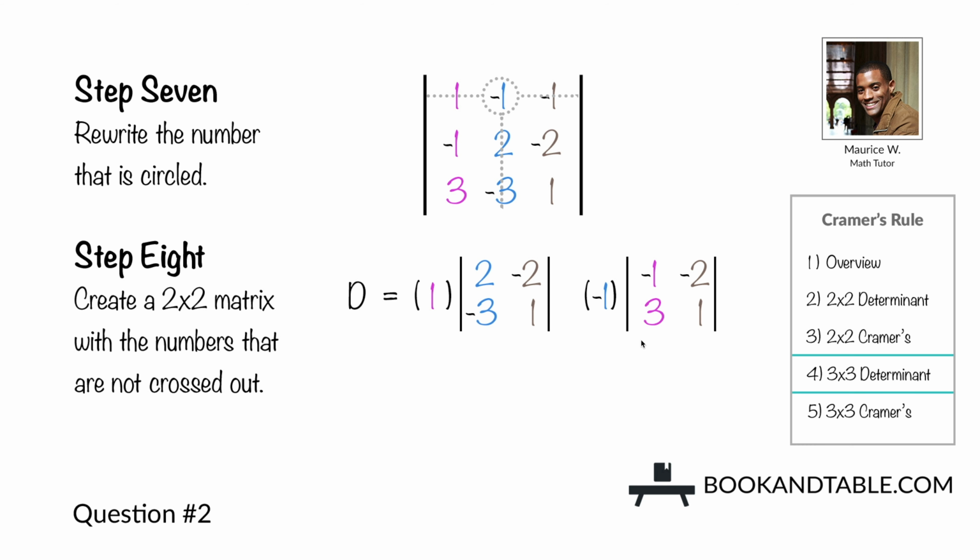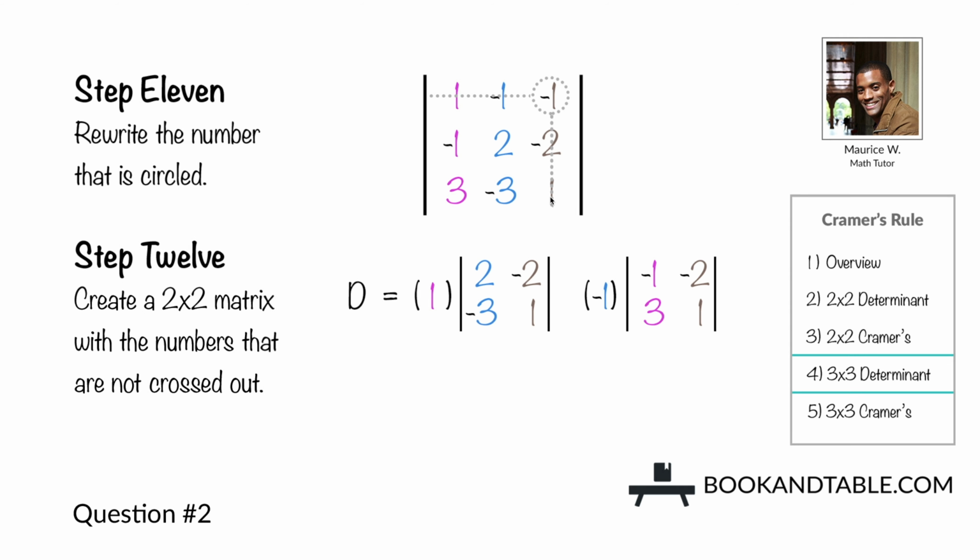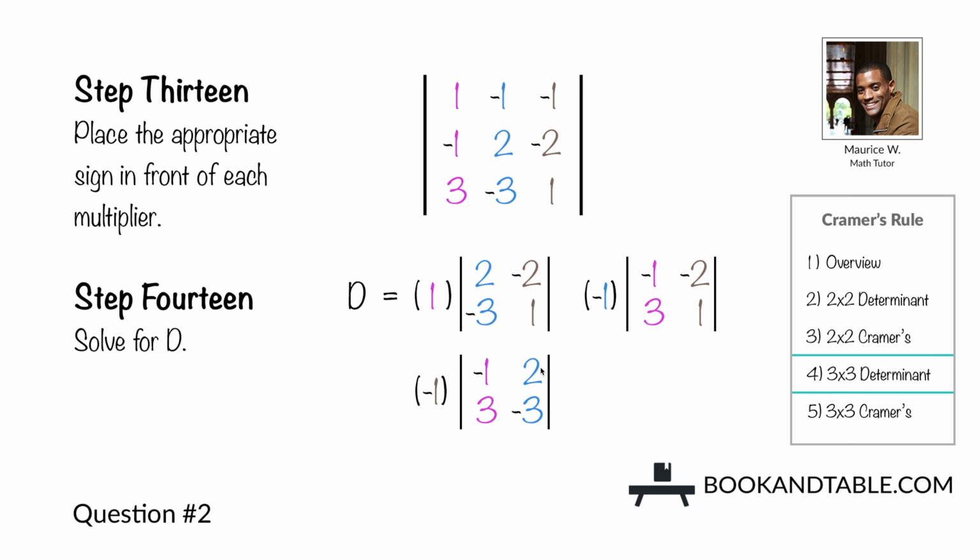And now we can create a third one by step 9, circling the number in the first row in the third column. And then step 10, draw lines through the other numbers in the same row and column. Step 11, rewrite the number that is circled, -1. In step 12, create a 2 by 2 matrix with the numbers that are not crossed out. So that would be these 4 numbers here. So now we have our 3 2 by 2s.